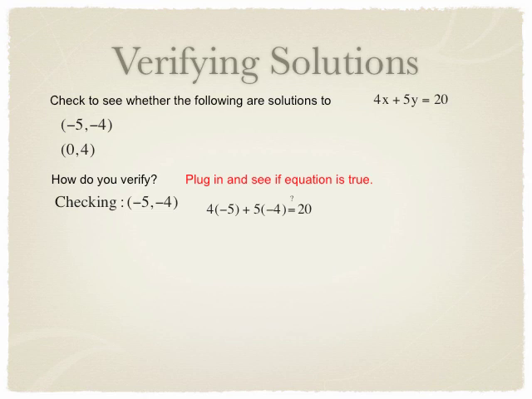4 times negative 5 is negative 20. 5 times negative 4 is negative 20. If I add those together, I don't get 20, so that's not a solution. That point is not on the graph of that line.